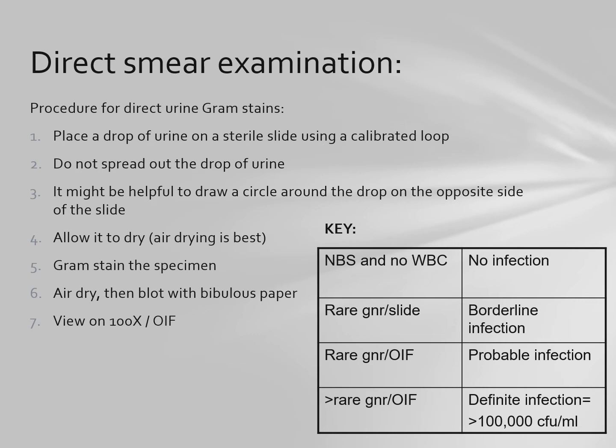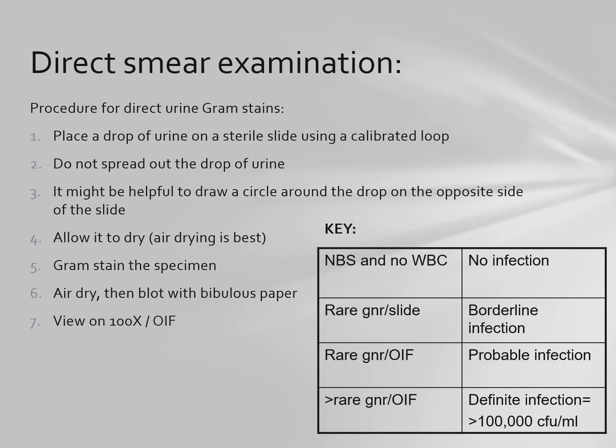Once that specimen is air dry, we can look at it under 100x oil immersion field and we can report out the number of bacteria and white cells that we see. We always want to correlate what we see with the possibility of an infection. So for example, if there's no bacteria seen and no white cells seen, it's pretty safe to assume our patient does not have an infection.